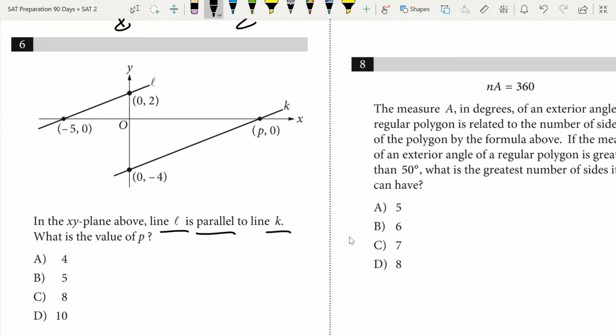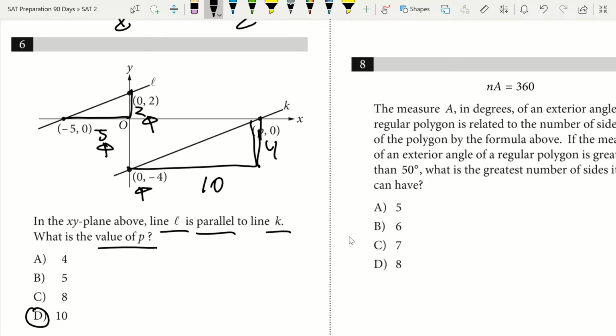Line L is parallel to line K, which means it's got the same slope. What's the value of P? Okay, first thing I'm going to do is find the slope. I see I go over 5 and I go up 2. I see over here I got to go up by 4. If I got to go up 4, I know that that's double going up 2, which means I got to double what I go to the right, which means I got to go to the right 10. I start at 0, therefore P must be 10. So my answer for 6 is going to be D.